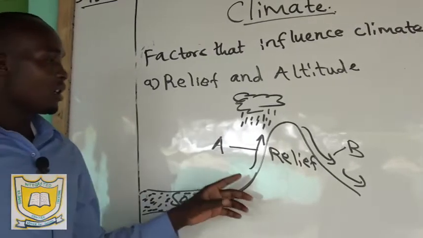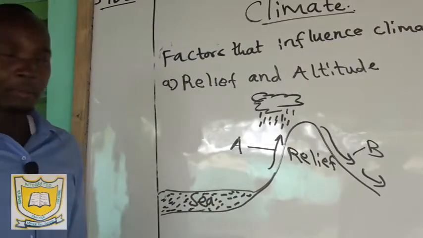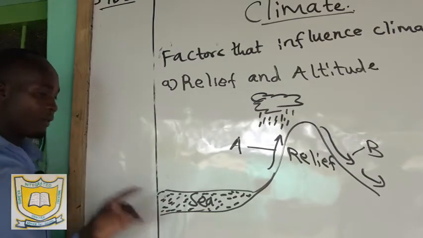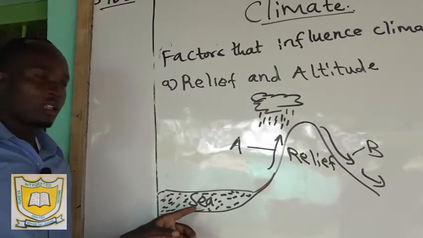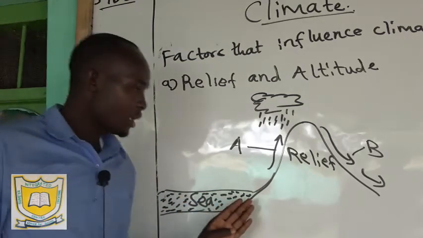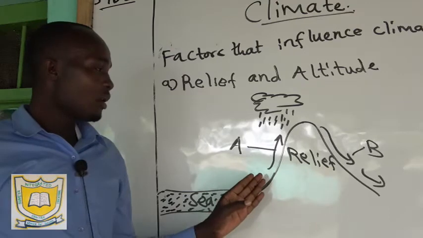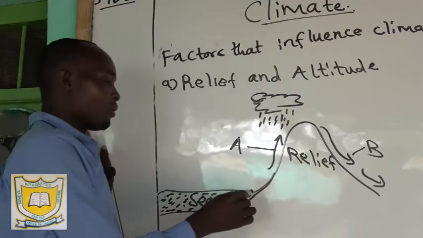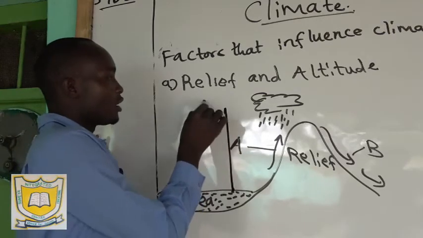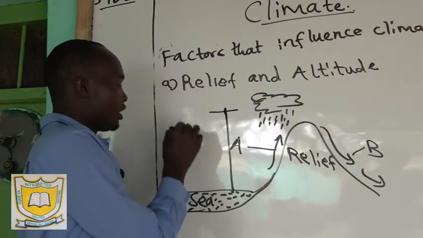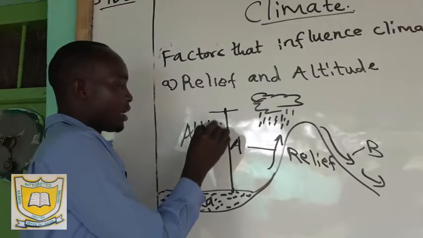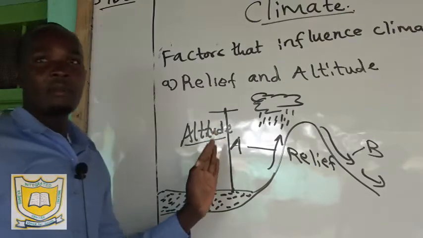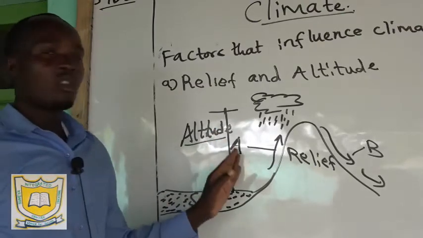Now, how does this relief influence climate? Now, this is what happens. Here, we are assuming this is the coastal or lowland areas. We have the sea here or an ocean or a lake. Then when you start moving towards the highland areas, we are now coming high above the sea level. So this distance from here to here, we call it altitude. So altitude is a height above the sea level. So the higher you go, the cooler it becomes.